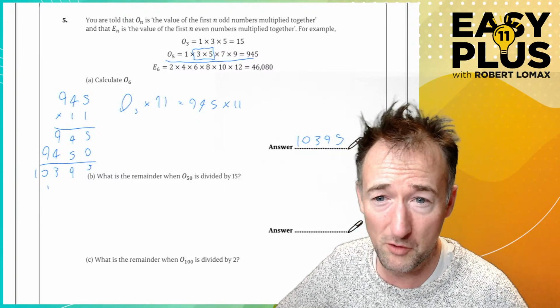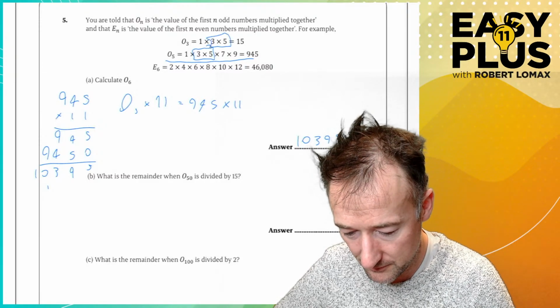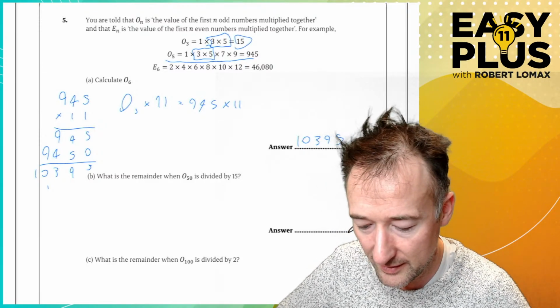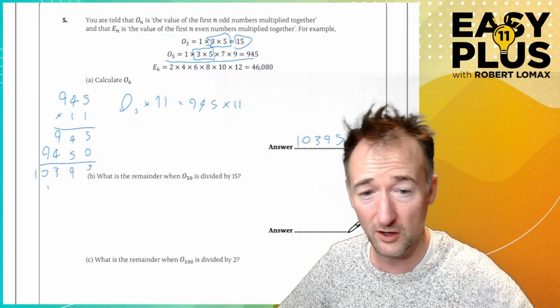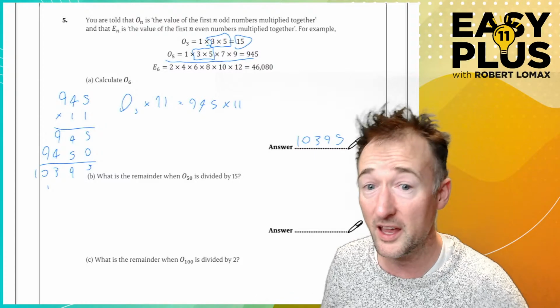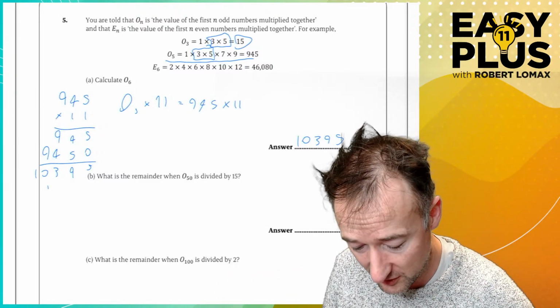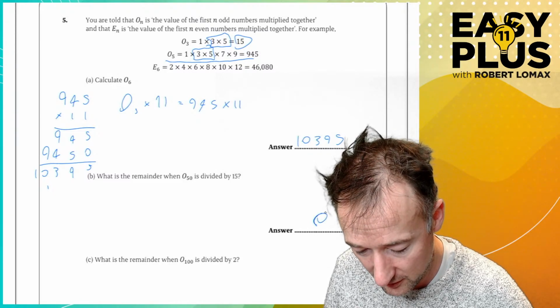Anything from 03 and beyond, you can see it here in 03, is 15 times lots of other things. And anything that's 15 times lots of other things is going to divide by 15. In other words, it won't have a remainder. We can actually just write the answer in here.